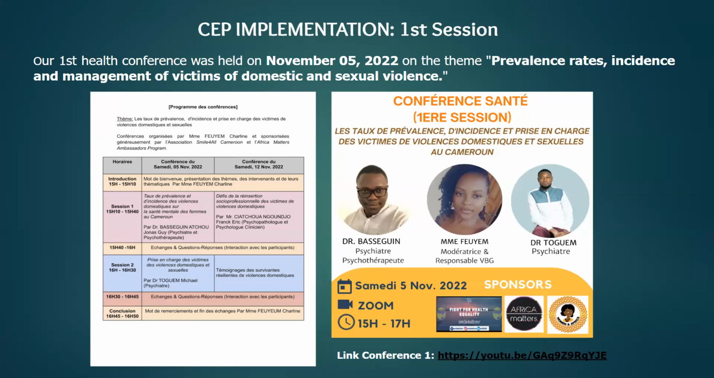Okay, our first health conference was held on November 5th, 2022 on the topic prevalence rates, incidents, and management of victims of domestic and sexual violence. You have in the table on the left the program of the two conferences, and on the right the poster of communication on the first conference with the speakers. Just below you have the link to follow the recording of this conference. Next slide, please.